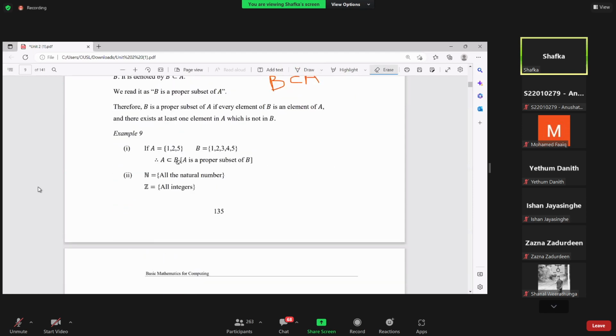Here are some examples. 1, 2, and 5 are in capital A, and 1, 2, 3, 4, 5 are in capital B. We can see these three elements are in capital B, but 3 is not in capital A and 4 is not in capital A. So A is a proper subset of B. There are 2 elements in B which are not in capital A. What about this? All the natural numbers and all the integers?